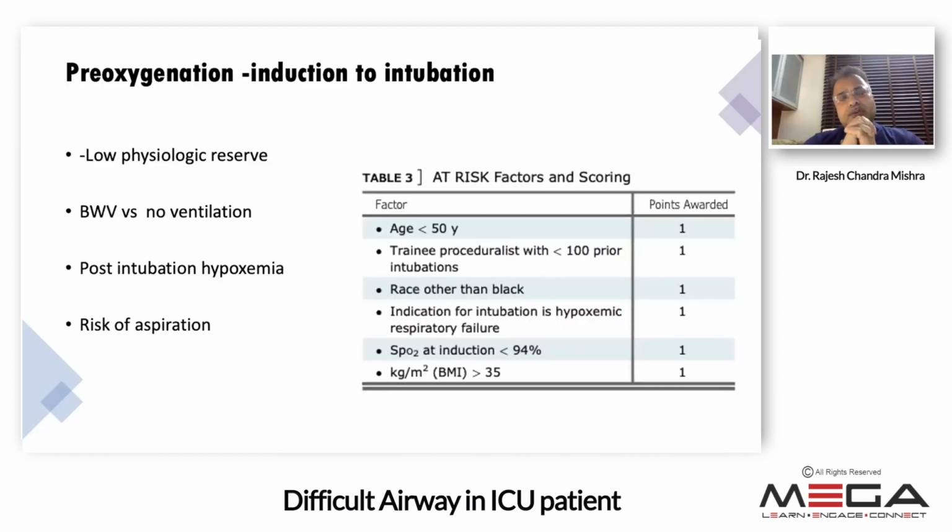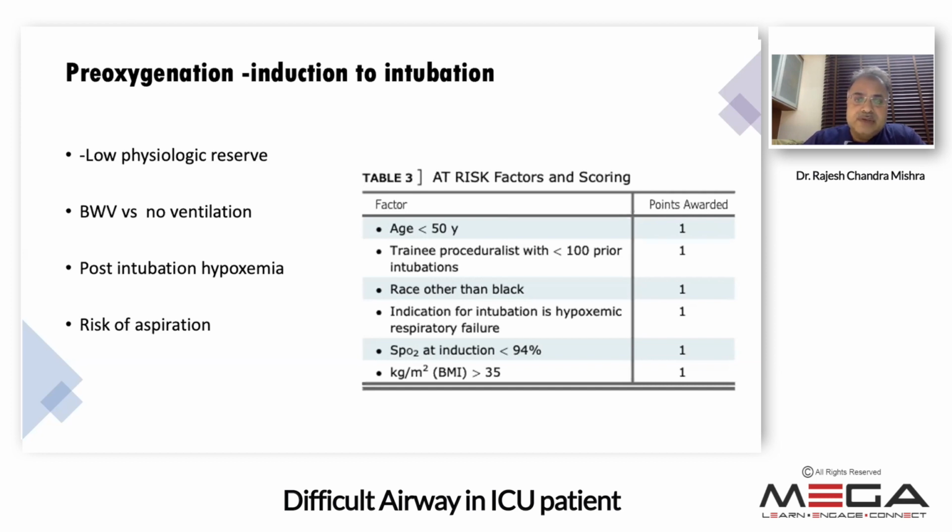Till we are ready for intubation, we need to give enough pre-oxygenation. Why enough pre-oxygenation? Because all these patients have reduced FRC. You need to preferably use bag mask ventilation, but there has also been a thought of apneic diffusion oxygenation versus no ventilation. But when you do that, the risk of hypoxic brain injury is high in a patient where ventilation is not there.